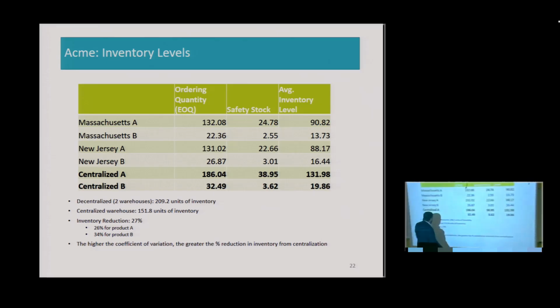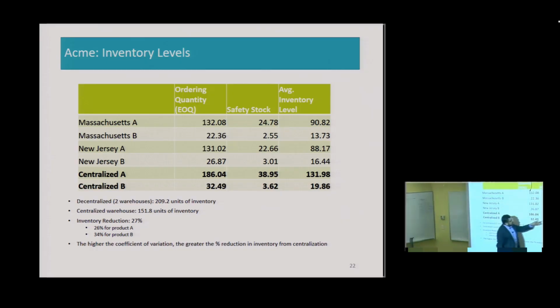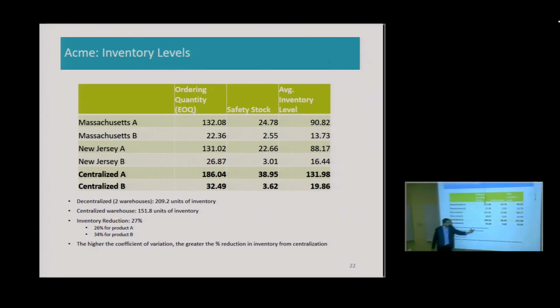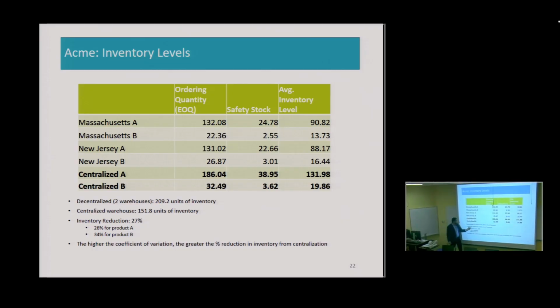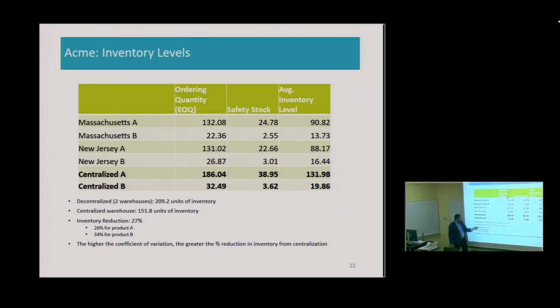So if you compare, in the decentralized system, the total inventory, you add all these four numbers up, okay? The total inventory is 209 units. In the centralized warehouse, it went down to 151 units. So the inventory reduction was 27% overall for both products. If I look at the SKU level though, product A, inventories went down by 26%, whereas product B, they went down more by 34%. Okay?